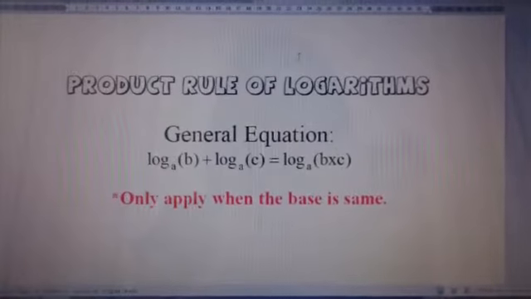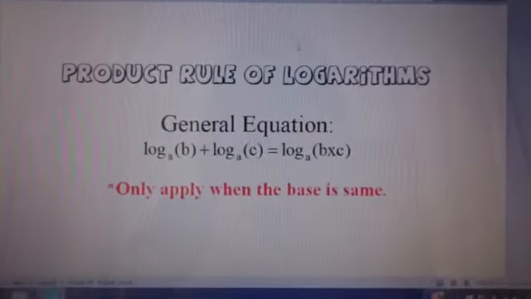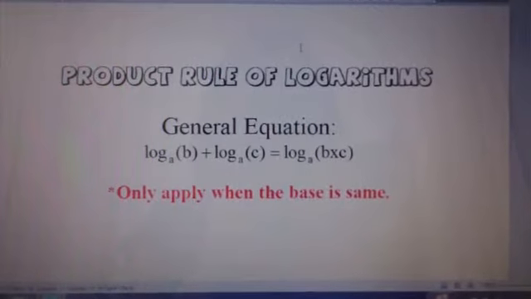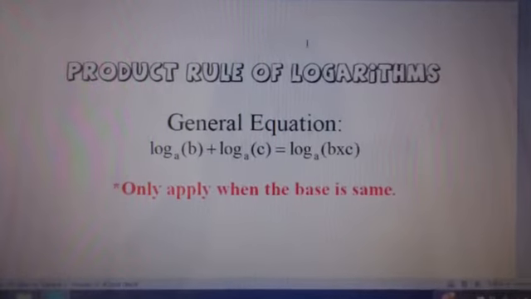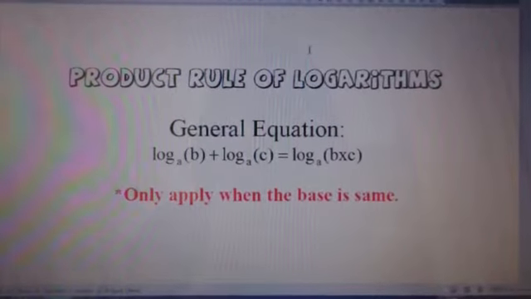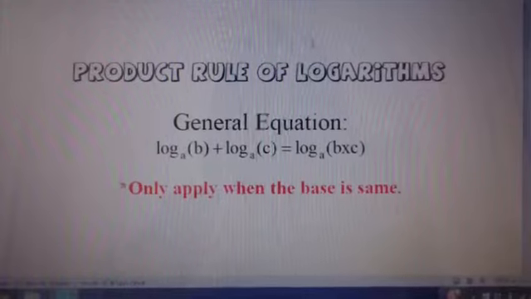I'm going to show you the product rule of logarithm. The general equation is that log A B plus log A C equals log A (B multiplied by C). And this equation only applies when the base is the same.